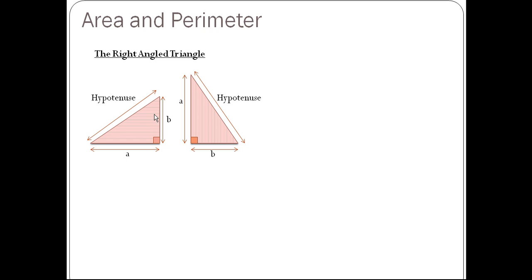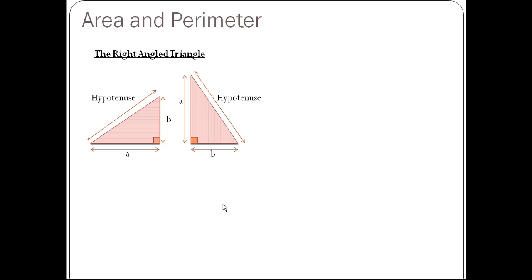Then I flip the right-angled triangle. This is exactly the same triangle. I just flipped it. So you notice now that my B is here and my A is here. The hypotenuse obviously is still the hypotenuse, the side that is opposite the right angle.